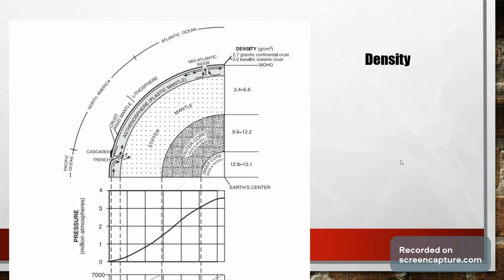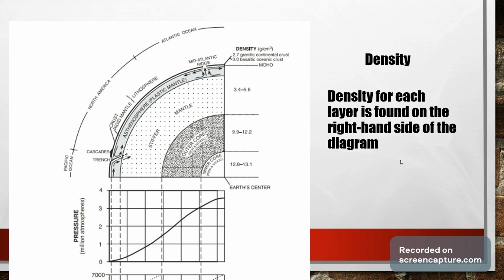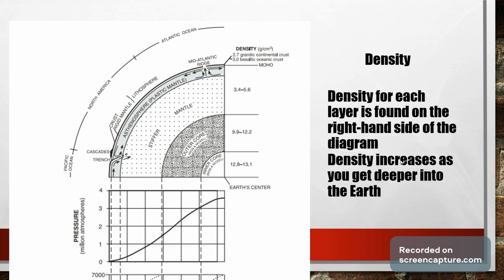Now, when I talk about the stiffer mantle being denser, we can see this on the diagram. On the very right-hand side, for each layer, there is a range listed of the densities for the material that's in that layer of the Earth. As you get deeper into the Earth, the density of the rock is going to increase. If you look at the very top right-hand corner, it'll say density at the top, and then it'll give us the densities for what we call continental crust and oceanic crust.